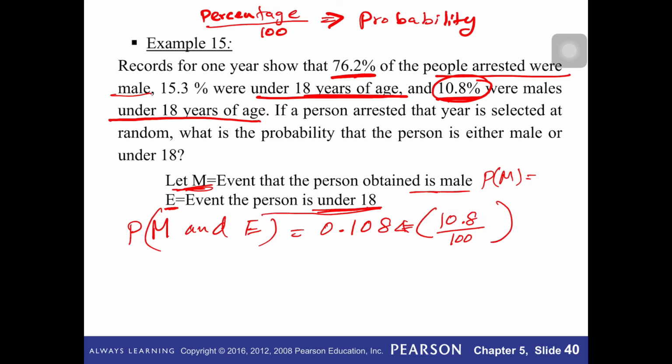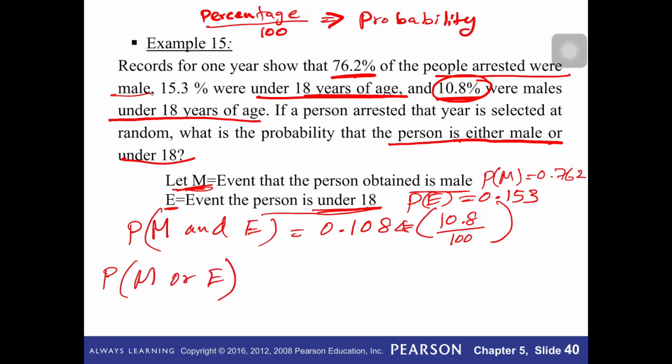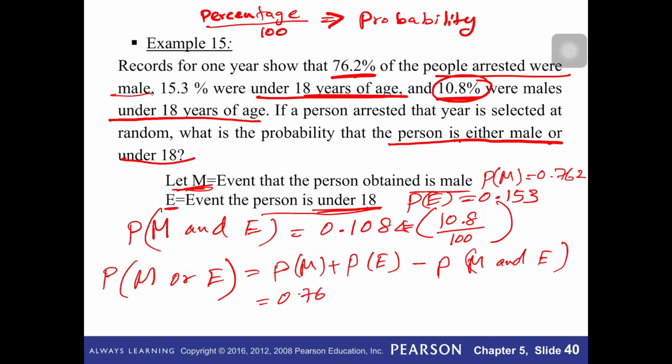So probability of M easily you can find. They have given 76.2, which means 0.762. Probability of E, they have given 15.3, which means 0.153. So what they ask is the probability that the person is either male or under 18 years old. Probability of M or E, now you can use your general addition rule. Probability of M plus probability of E minus probability of M and E, right? So M is 0.762 plus probability of E 0.153 minus probability of M and E 0.108. So you can have the value.